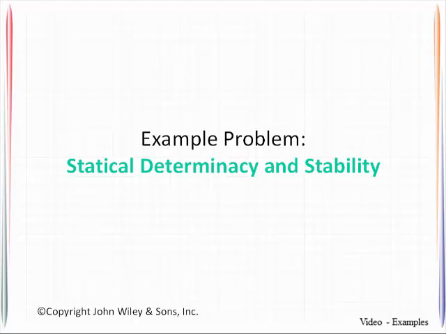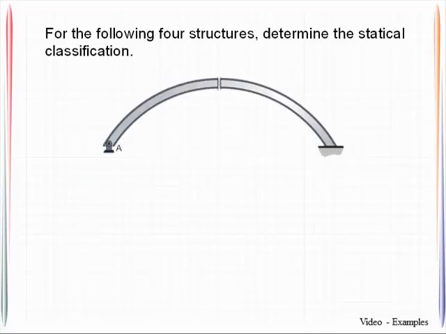Again, in this example, you will practice the identification of statical classification and stability. We're actually going to look at 4 separate structures and see what we can come up with. First one here is this arch that has a shear release right at the crown, pin support at the bottom left, and a fixed support to the bottom right. We've got 2 reactions down here, and we've got 3 reactions over here. So in and of itself it is stable because we don't have any concurrent reactions.